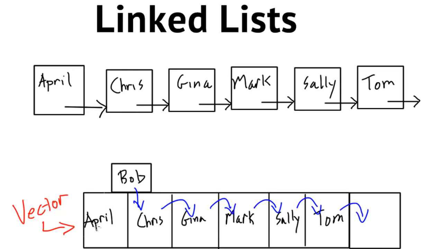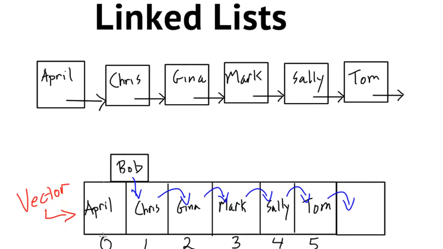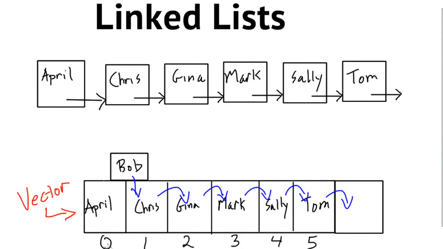We don't have what we had with the vector. With the vector, we had these index values. Each one of these elements here was adjacent or contiguous to one another. That's not the case with a linked list. So these nodes could be very far apart in terms of where they reside in memory. April could be 1,000 address spaces away from Chris, and Chris could be 10,000 address spaces away from Gina, whatever it may be. The way we get from one node to another node is via these links here.